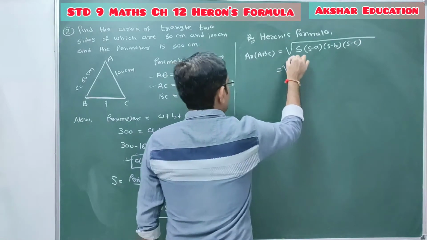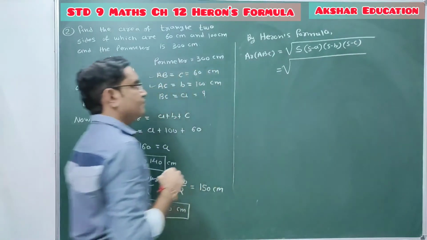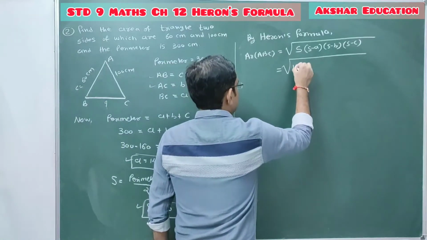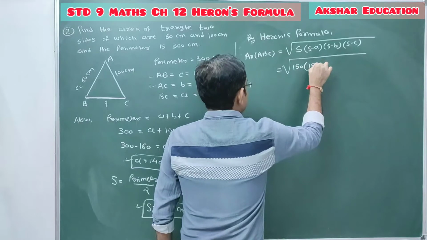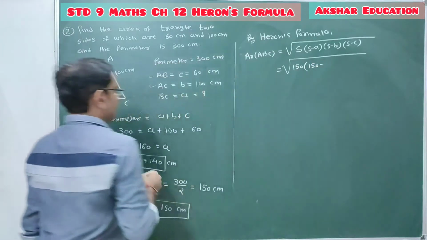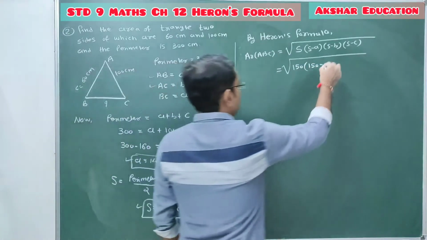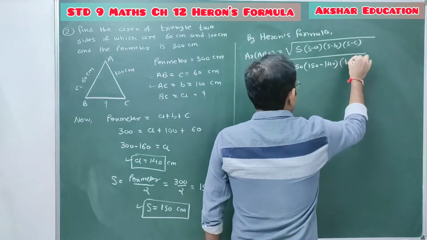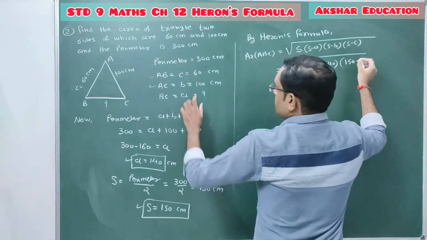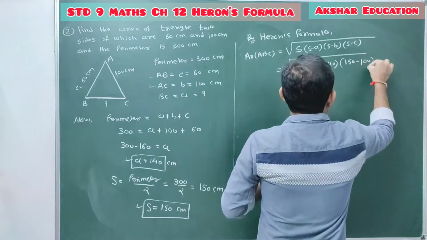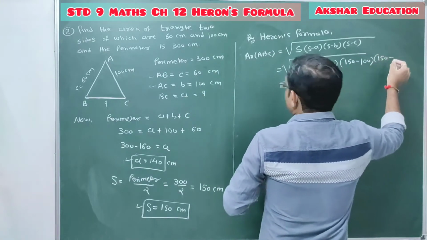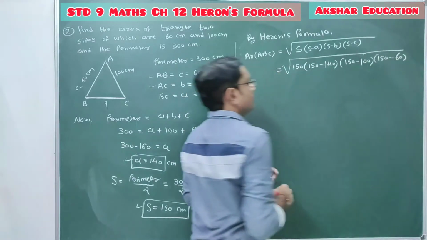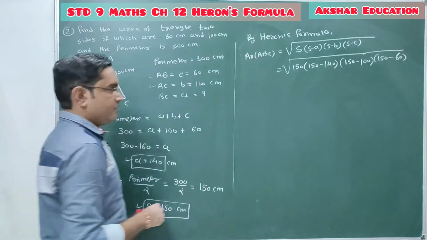So this is equal to square root of S, the semi perimeter, which is 150. So this one is 150, 150 minus a, small a is 140. S minus b, so it's 150 minus b, which is 100, and 150 minus c, which is 60. Done. This is the square root. Now you have to simplify this square root.